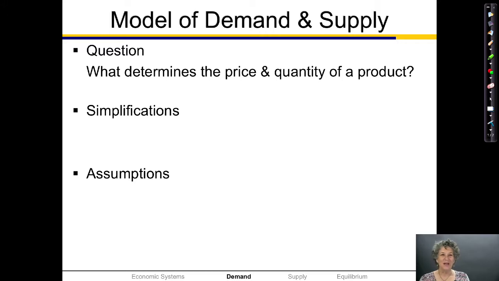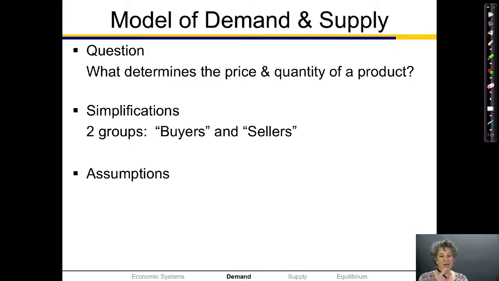All right, model of supply and demand. So what determines the price and quantity of a product? That's the question that's asked with this model. The key simplification of this model is there are two groups of people. There are buyers, and the buyers are going to constitute what we call the demand side of the model. And there are sellers, and the sellers are going to constitute the supply side of the model.